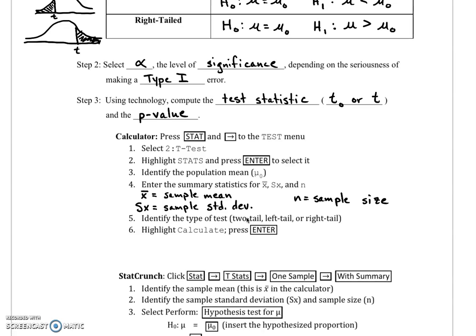And then you pick the type of test. Remember, two-tailed is not equal, left-tailed is less than, and right-tailed is greater than. And it will always say mu0 right after the symbol. And then you highlight calculate and you press enter.